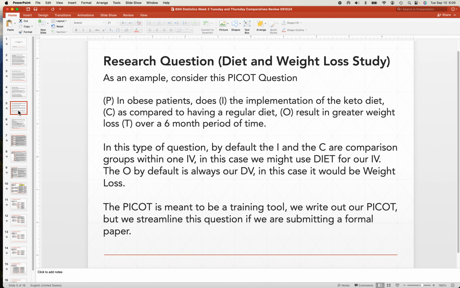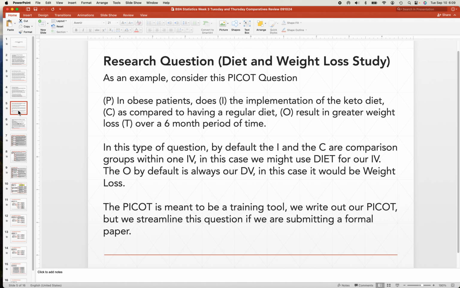So again, in this question, by default, the I and the C are two comparison groups within one independent variable. So in this case, our independent variable might be diet, and we have our two comparison groups. Some of our patients will get the keto diet, the others will get the regular diet.